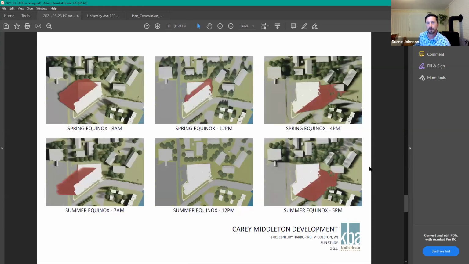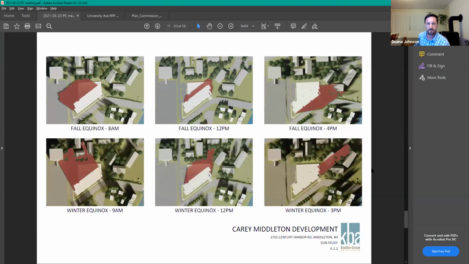Next slide. We've also started to look at the shadow studies for the building and how it would impact the neighbors. The upper band of studies shows the spring equinox at 3 different times, a morning shot, at noon, and then at 4 o'clock in the evening. And the bottom is the summer equinox, so June 21st. You can see that our shadows really don't cross our property line at all for this time of year.